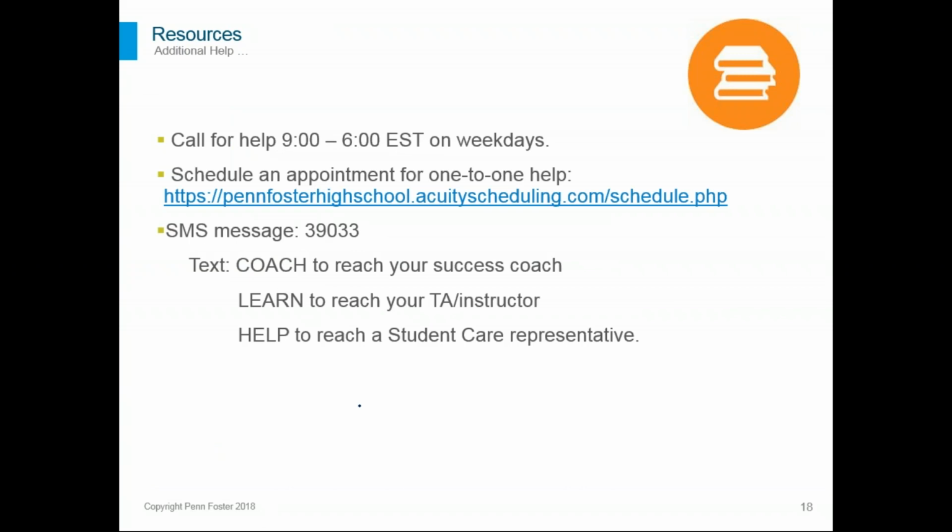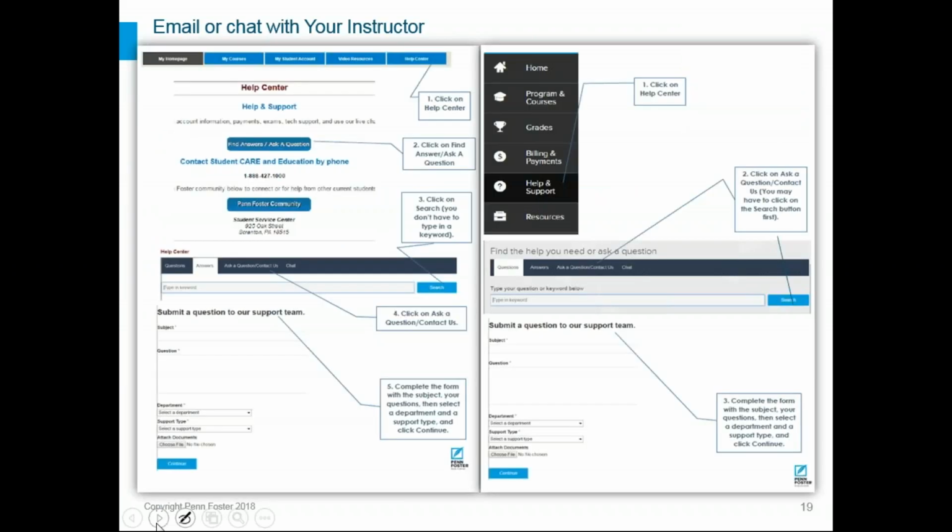You can reach out for help by phone, 9 to 6 Eastern Time on weekdays. You can schedule an appointment with an instructor or teacher assistant on a specific topic on that course using the link that you see on the screen. You can text message learn to this number if you have a brief question on your studies. You also can email or chat with your instructor or teacher assistant.